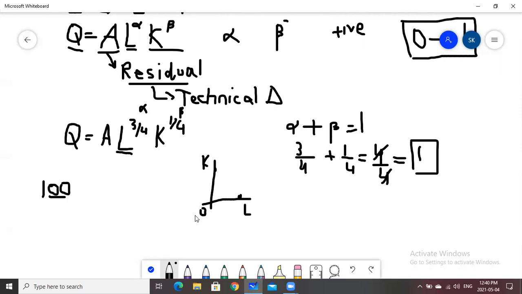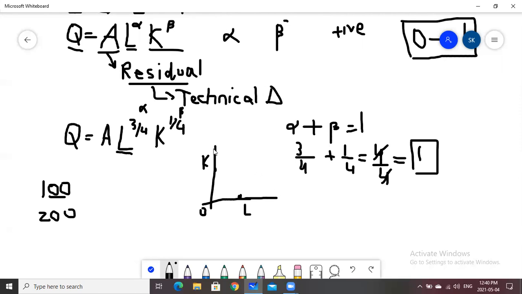Now, if the output was to double, that is, suppose instead of 100, the firm wants to produce 200 units of output, then the inputs of labor and capital will have to double. If there are 5 units of labor, 10 units of labor should now be utilized.